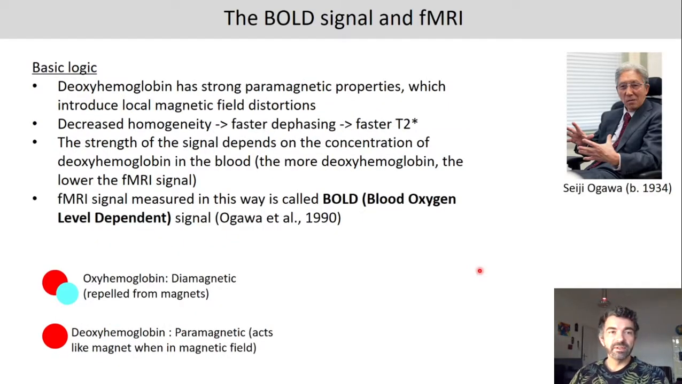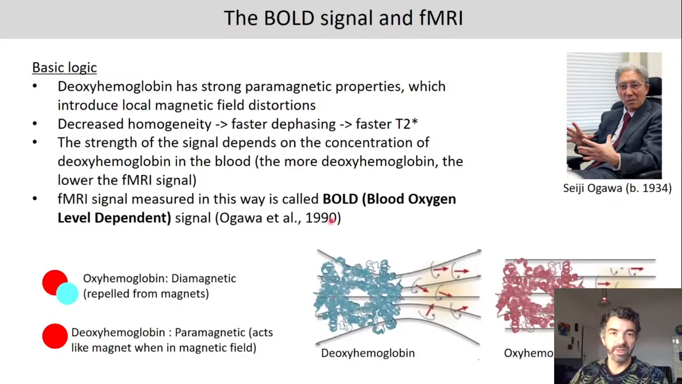Now, importantly, deoxyhemoglobin has strong paramagnetic properties which introduce local magnetic field distortions, shown here. These blue molecules here, that's deoxyhemoglobin, and the black lines here are indicating the magnetic field, and as you can see, there's a distortion in the magnetic field, and as a result, the protons are not very homogeneously oriented, but rather heterogeneously oriented. So we have a decreased homogeneity, and if you remember from the first part of today's session, the more heterogeneous something is, the faster dephasing you would observe, which then results in a faster decaying T2 signal.